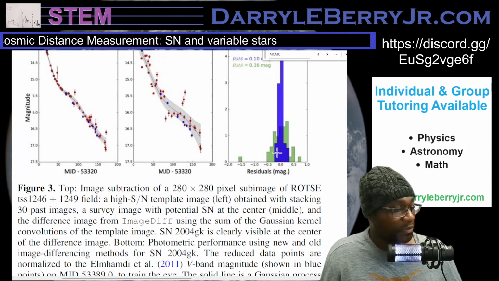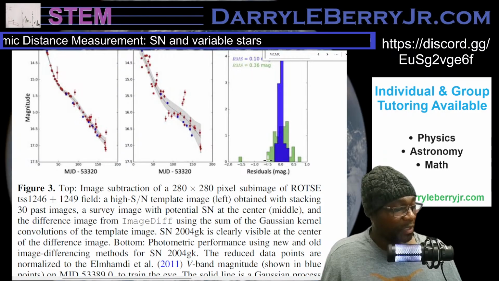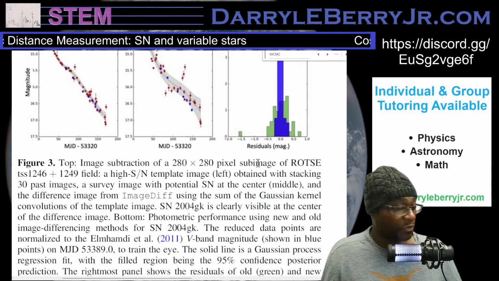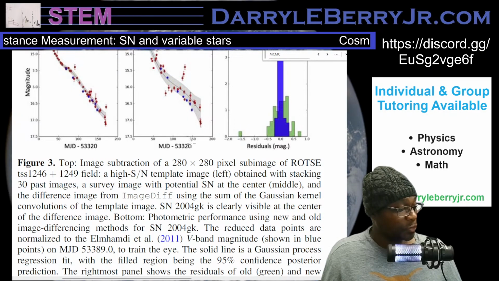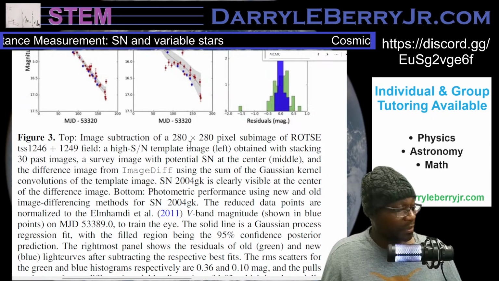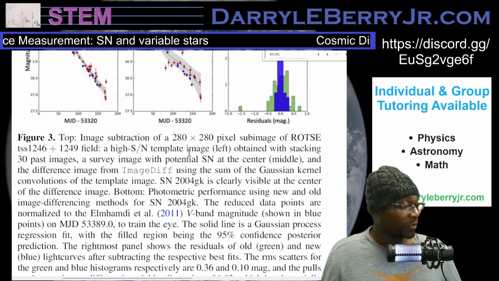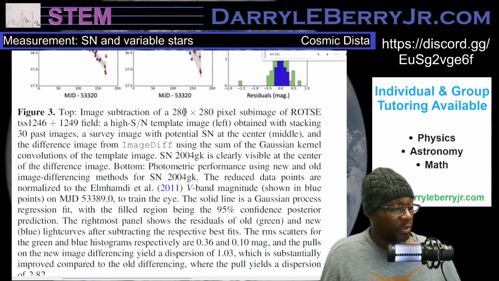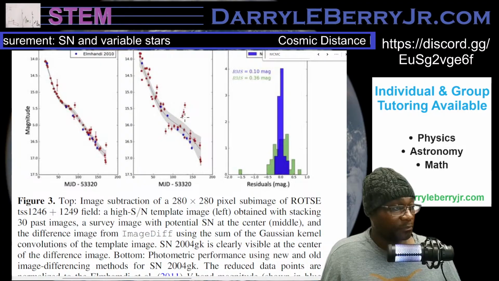Bottom, photometric performance using old and new image differencing methods for supernova 2004GK. The reduced data points are normalized to the Hamuy et al. V-band magnitude shown in blue points on MJD. To guide the eye, the solid line is the Gaussian process regression fit with the shaded region being the 95% confidence posterior prediction. The rightmost panel shows the residual of old, which is in green, and new, blue, light curves after subtracting the best fit. Okay.